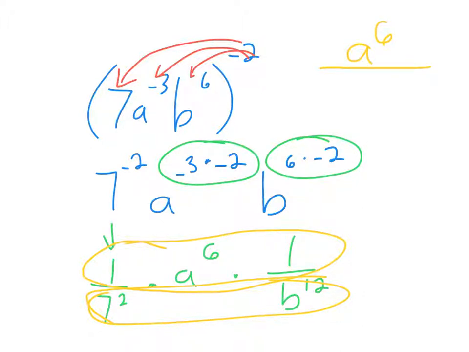Underneath is 7 squared, but if you want to simplify that as far as you can, 7 squared we know is 49, and then b to the 12th. I can't simplify that any further. So this is as far as we can go, since now we have all unlike terms. I can't combine a with b. 49 is a number, so it just remains where it is, and that's as far as we will simplify that.